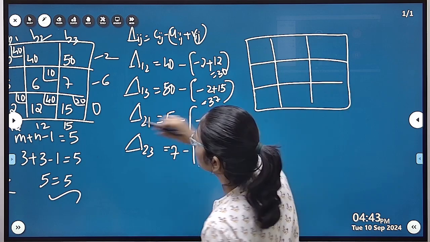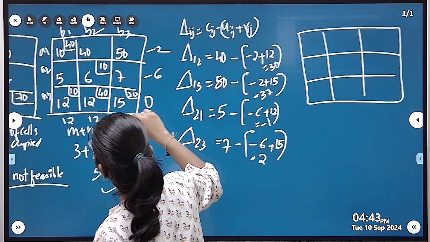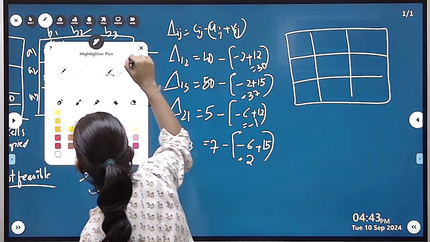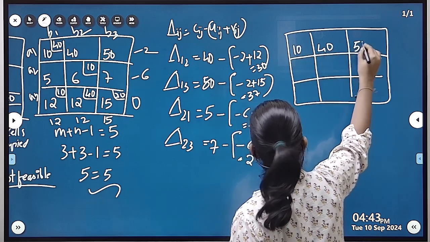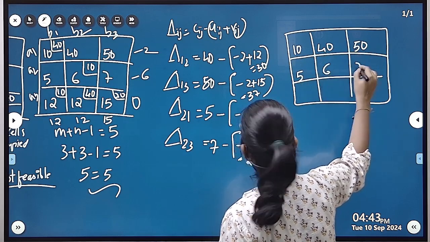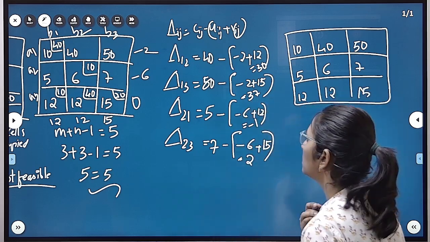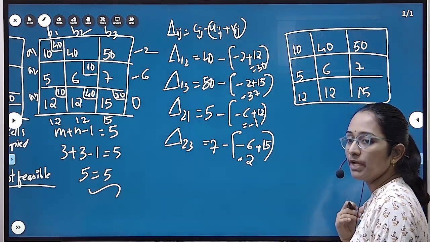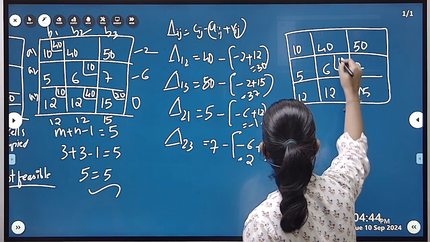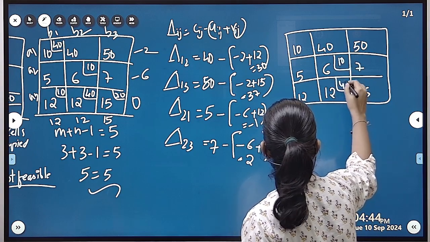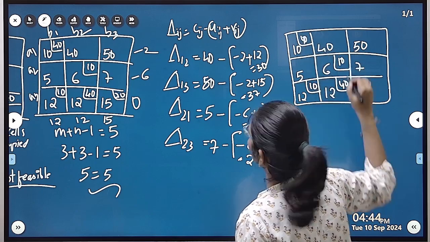So this is 3. What's the number? 10, right? So this is 10, 40, 50, 5, 6, 7. So degeneracy is made in the matrix where the occupied cells should be in square shape. Minimum 3 cells should be occupied, and 1 should be empty always. So in that way only we have to take the degeneracy.